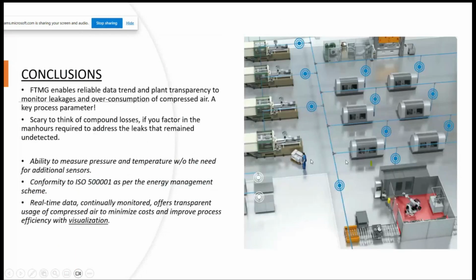So I'm going to look at concluding, wrapping this up. Now, why are we here? The FTMg just enables reliable data trending, and it's a bit of a buzzword, but transparency. You can see now where it's being lost, where it's being overconsumed. Are there opportunities to streamline my process? And we all know that compressed air is a key process parameter.